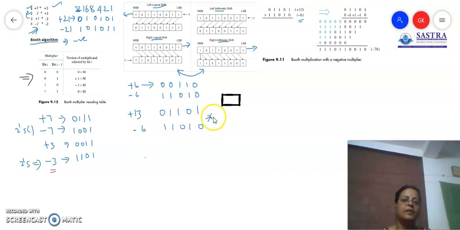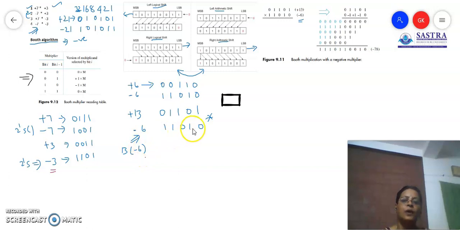So we have to multiply these two. As I already told, doing the multiplication in the normal method is not possible. So we are trying to do it with the help of the Booth algorithm. So Booth encoding has to be applied on minus 6. So how will you be encoding this Booth concept on minus 6?